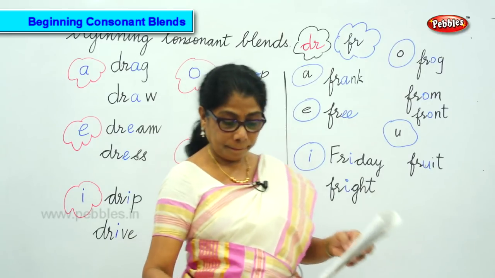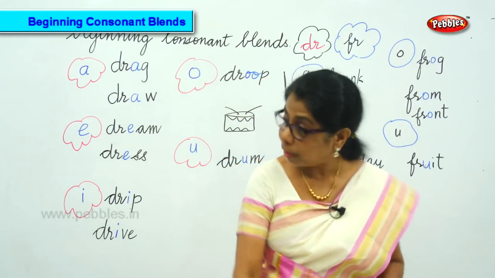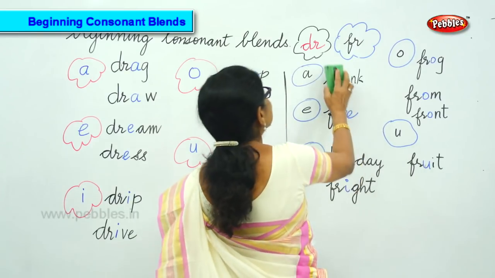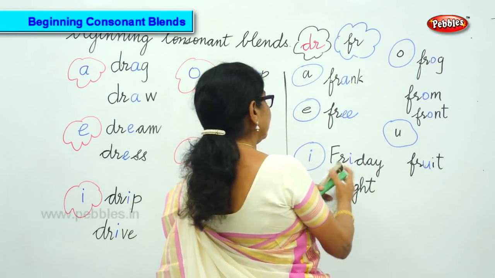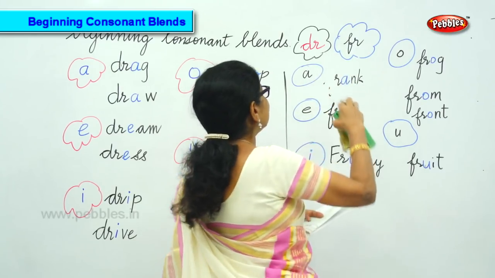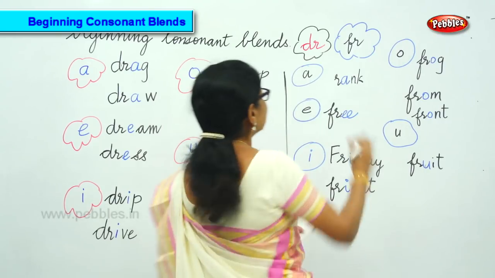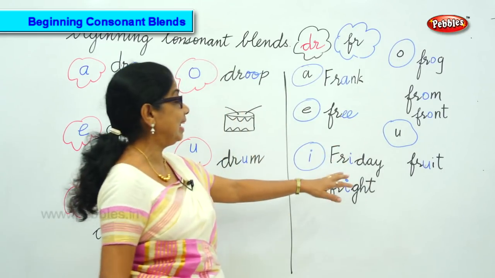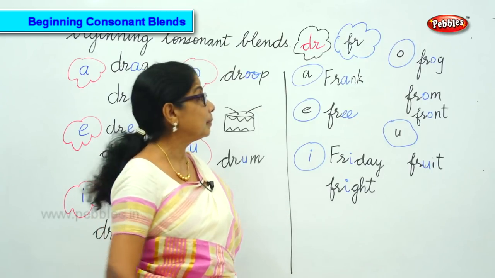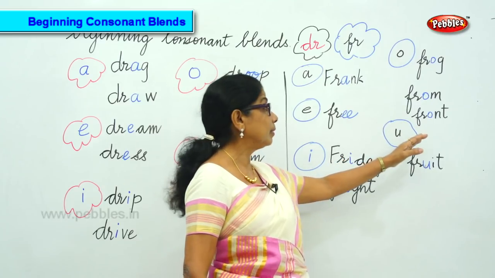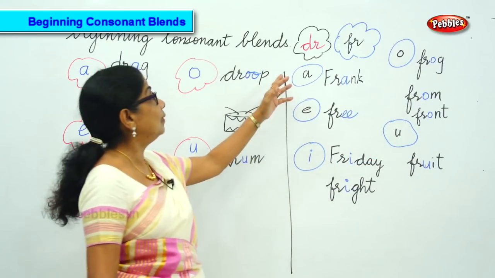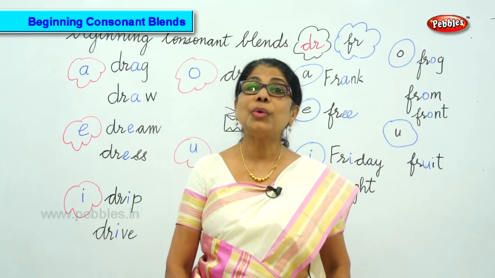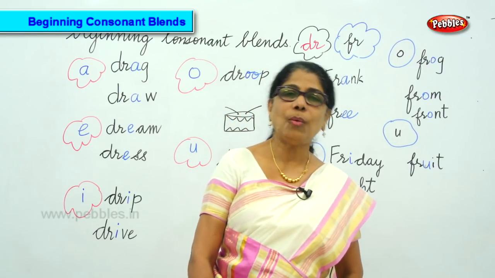Okay, we have done two sounds together. We have done dr and fr. Frank is the name of a person, so we'll write the F capital, the name of a person. So Frank. Then you have free, Friday, fright, frog, from, front, and fruit. Two sounds we have done, dr and fr. Two blends to help us in our spellings and in what we read.